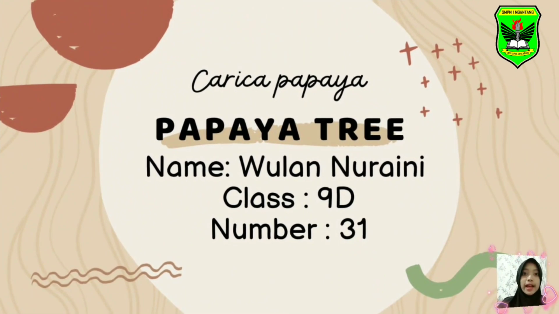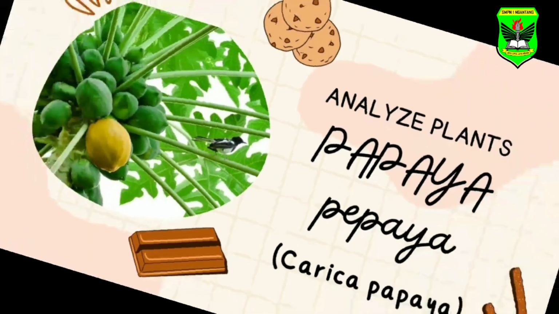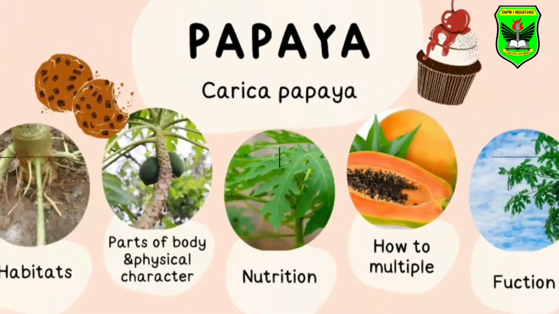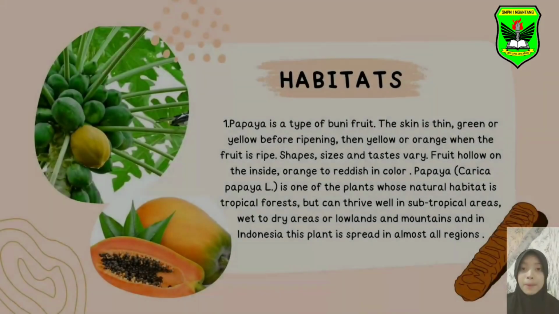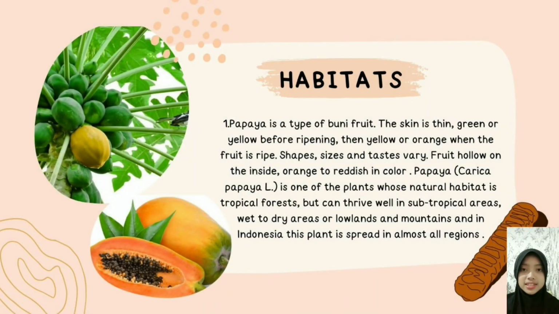In this video, I will analyze the papaya plant. Papaya is a type of woody fruit. The skin is thin, green or yellow before ripening, and yellow or orange when the fruit is ripe. Shape, size, and taste vary. The fruit is hollow on the inside, orange to reddish in color.